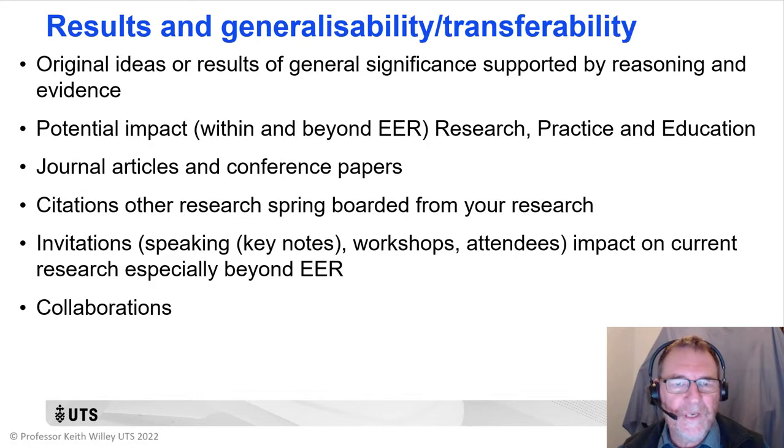You want to look at your results. What original ideas or results of significance has your research produced? What's the potential impact if it hasn't had real impact yet? And not just within EER, but beyond. Have you published journal papers and conference papers? How many citations have you received for these papers? Or have other people springboarded their research and also published about what you've done? This may not be possible if you've just finished off a research project and you're applying for the award. It may not have had time for your publications to actually have received many citations yet.